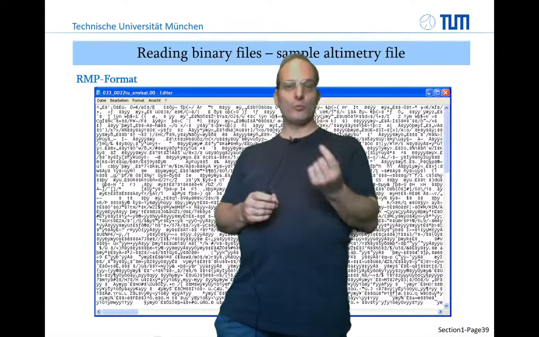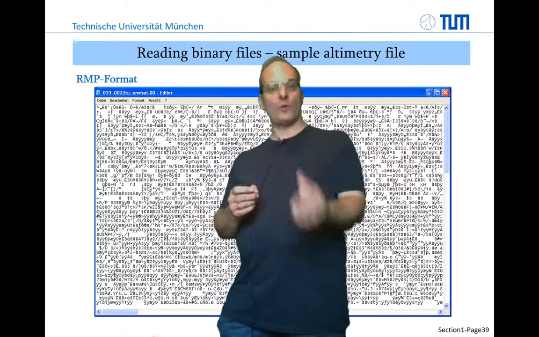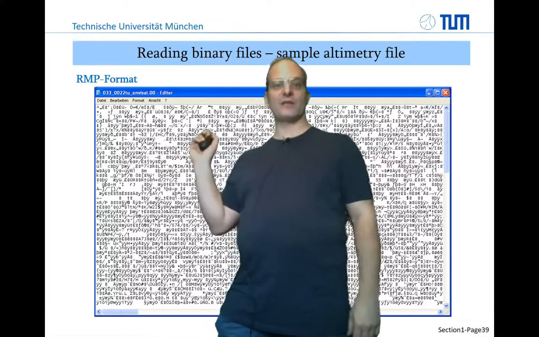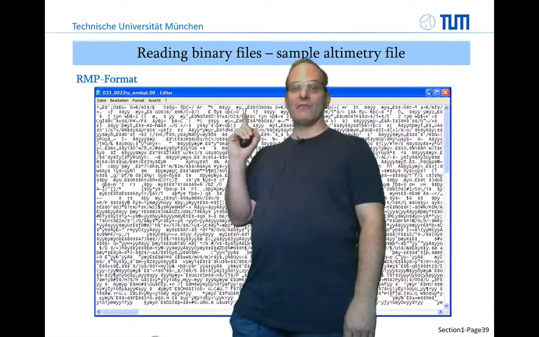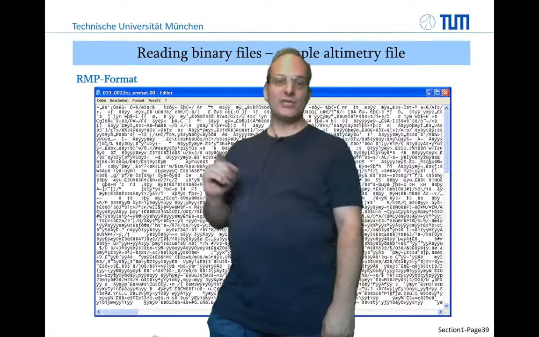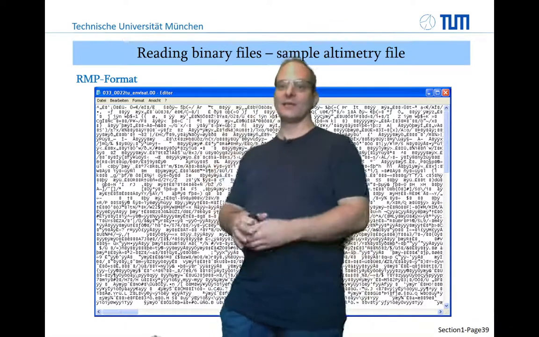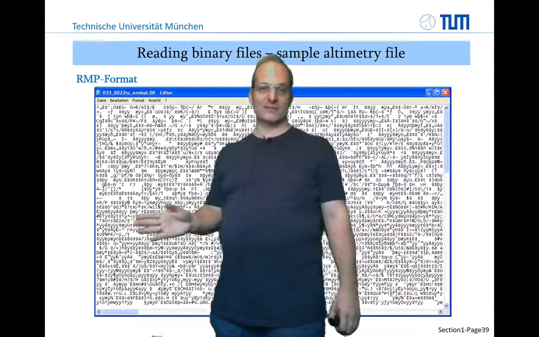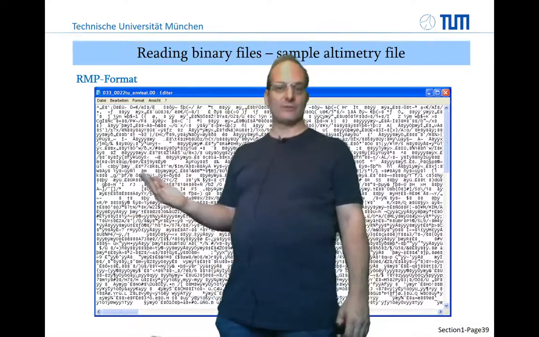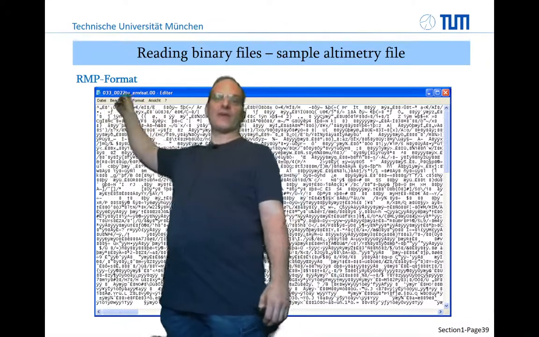So if you open such a binary format with a text editor, you will get something like this. Why? If you have an integer number, for example, with 4 bytes, then the text editor will interpret each byte as a character. So 4 bytes in this case are 4 characters.